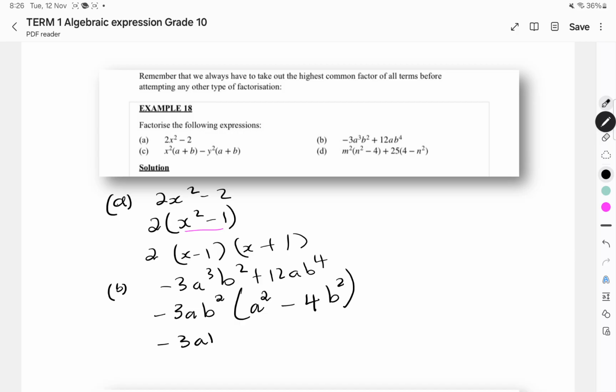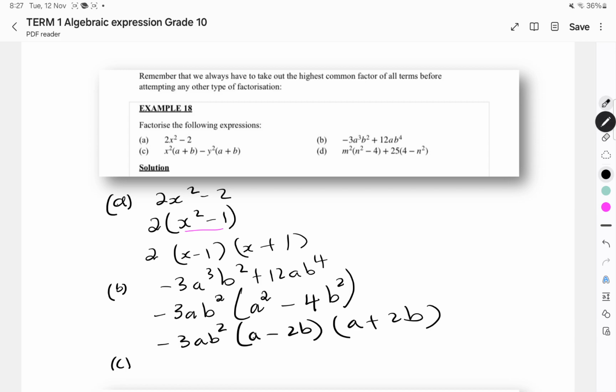Then you have minus 3ab squared. Sorry about that. Then this is what I'm having: a minus 2b, a plus 2b. And then you are done.